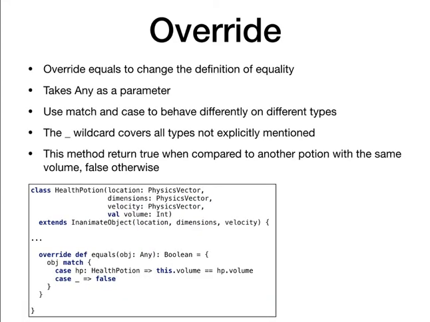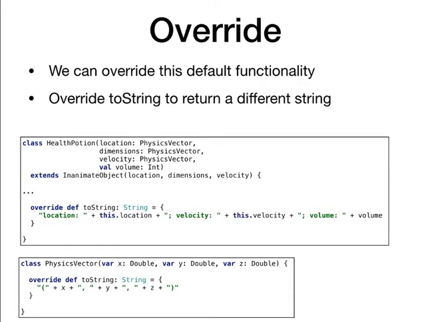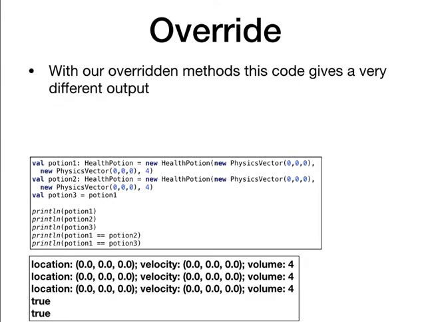But we do that by overriding. Override equals, override toString. So we can get rid of that default behavior, which doesn't really help us out in very many instances.